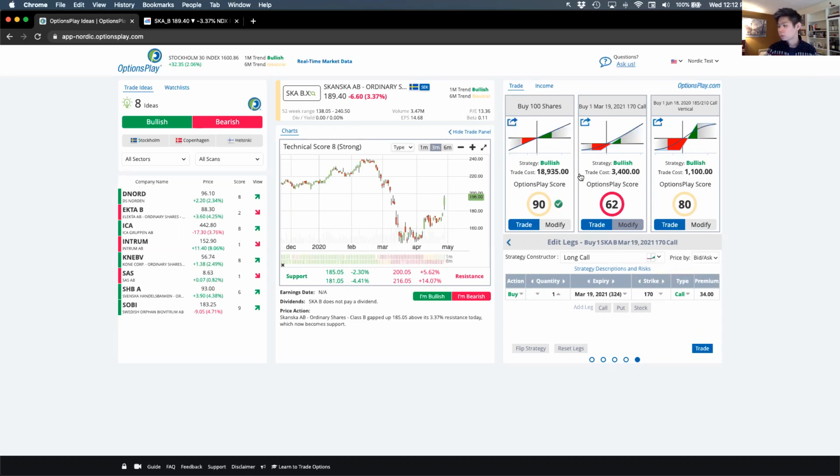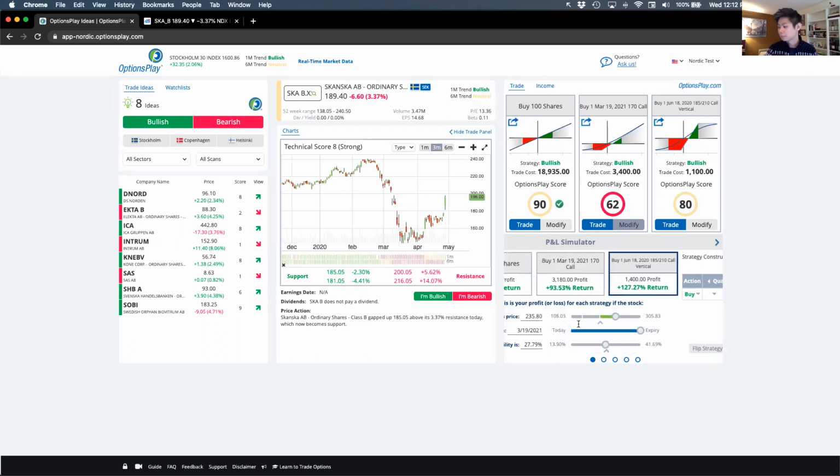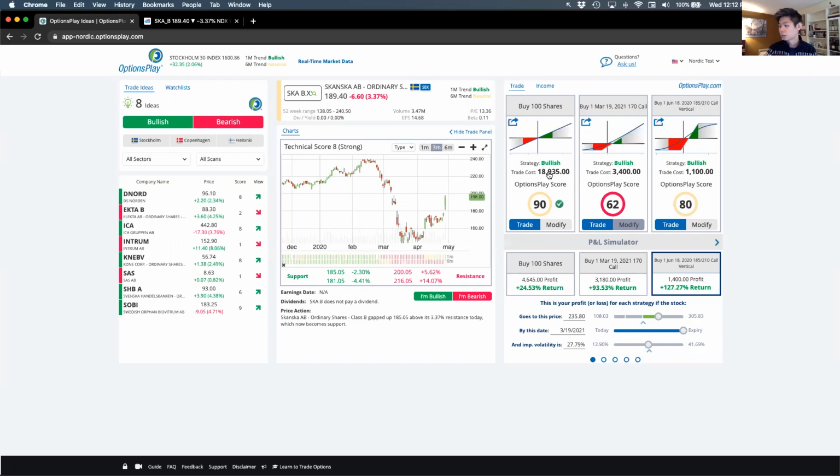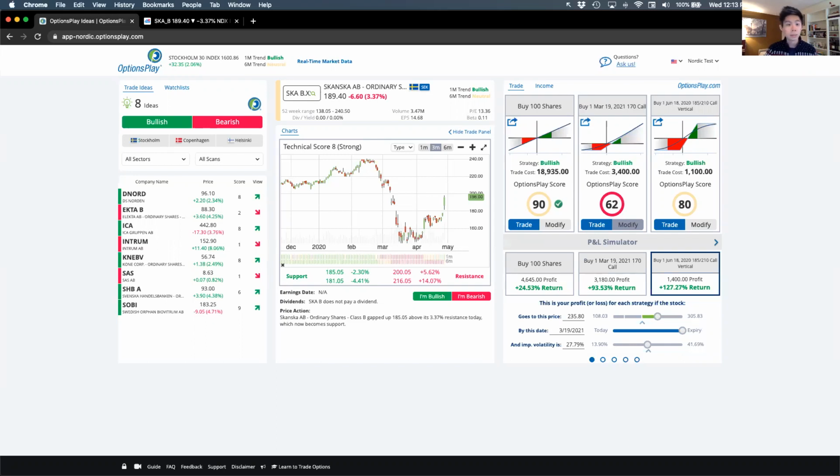So what we want to do is compare buying the stock to buying a LEAP option. Buying 100 shares of this stock costs roughly 19,000 crowns. Buying a LEAP here costs only 3,400 crowns. So that's a fraction of the cost, a little under 20%. This allows you to take a long-term bullish view on a stock like Skanska while only putting up 20% of the capital, which means you're only risking 20% of the capital.